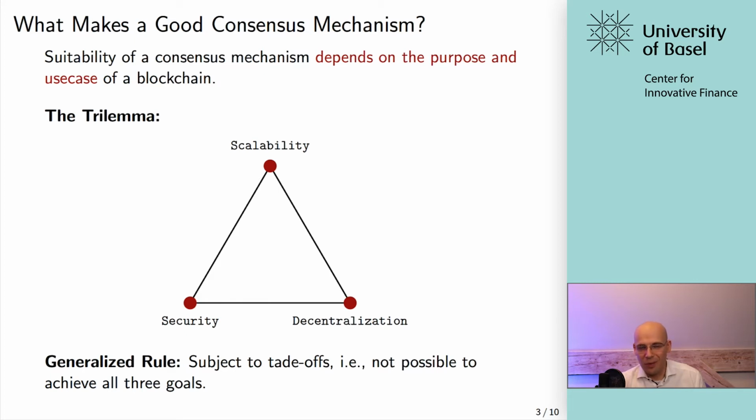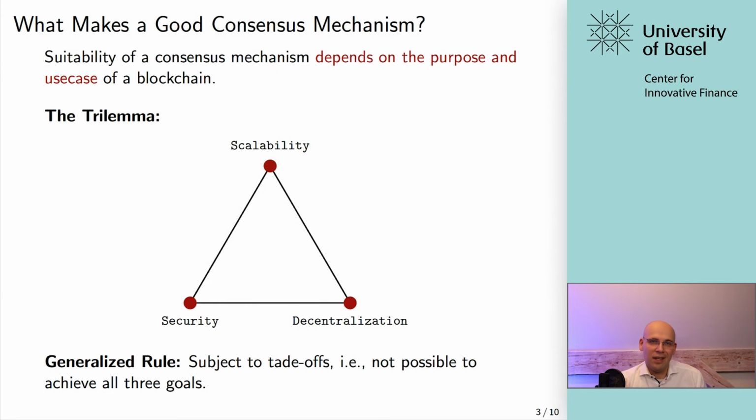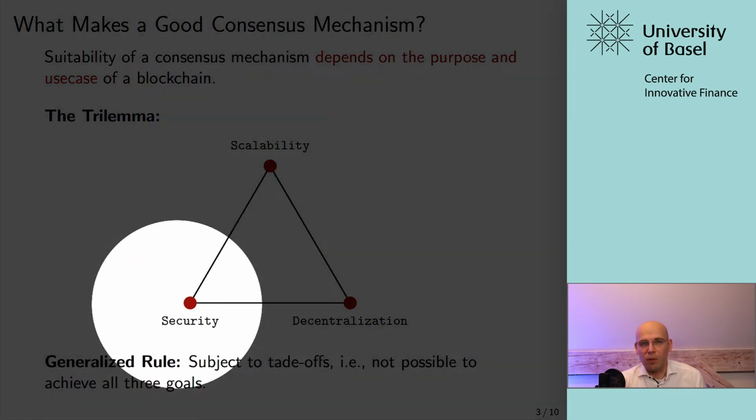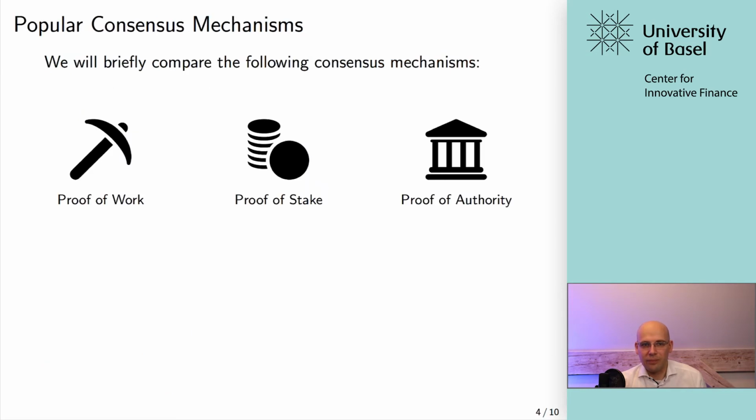Now, to be fair, of course, something that is scalable and decentralized but not secure probably isn't that appealing. I mean, as I said, security is the base property you always want. If it's not secure, if people can simply cheat, then the ledger doesn't make too much sense.